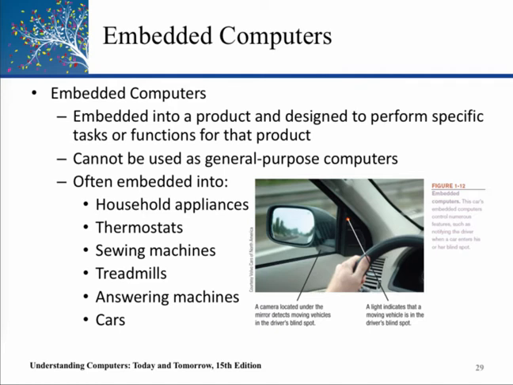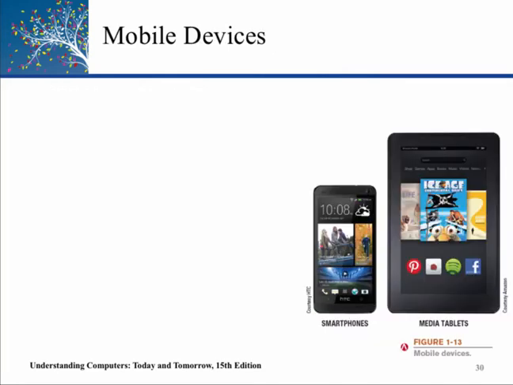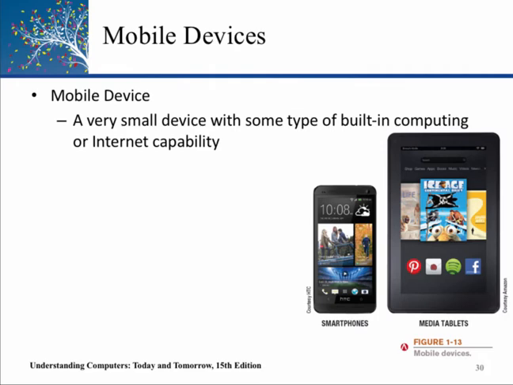So an example of an embedded computer is a computer that does another function. The car's main function is to drive you around. It's to get you from point A to point B, but that computer's in there to assist in that function. So that's an embedded computer. The next group you're very familiar with, and it's mobile devices. A mobile device is a very small device capable of built-in computing.